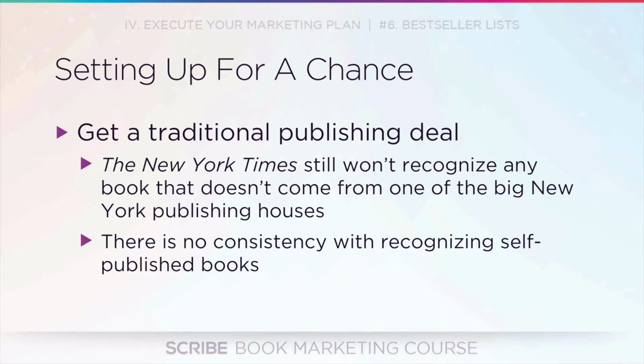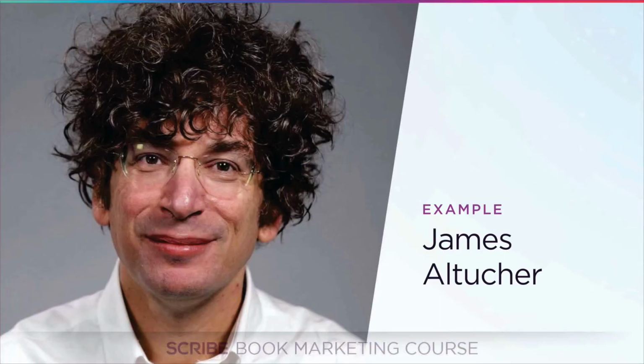Now, this is why most of the self-published or hybrid published books that have sold hundreds of thousands or in some cases millions of copies have never appeared on the list, because the New York Times refuses to recognize them. A good example is James Altucher's book, Choose Yourself. I actually helped him publish that through my publishing company, which was prior to Book in a Box. It sold over 500,000 copies in its first 3 years. In the first week, it sold 25,000 copies. It even appeared on the Wall Street Journal bestseller list.